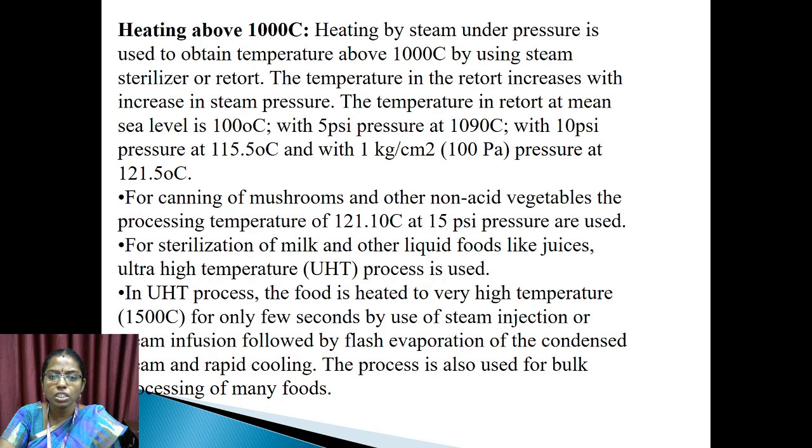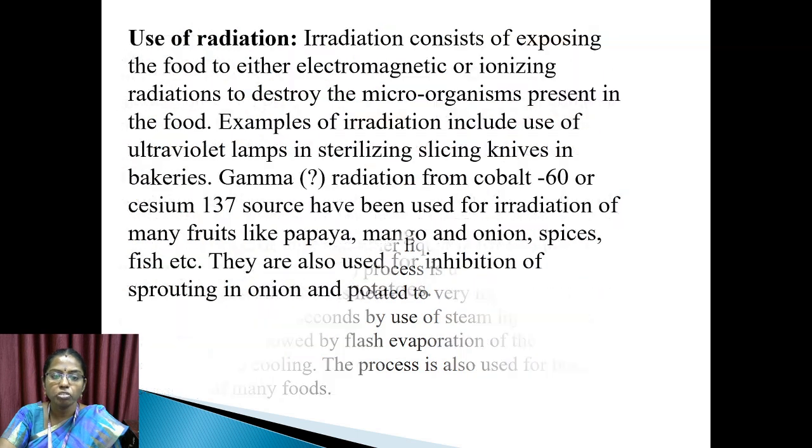For sterilization of milk and other liquid foods like juices, the ultra-high temperature process is used. In the UHT process, the food is heated at very high temperature for only a few seconds by use of steam injection or steam infusion, followed by flash evaporation of the condensed steam and rapid cooling. The process is also used for bulk processing of many foods.